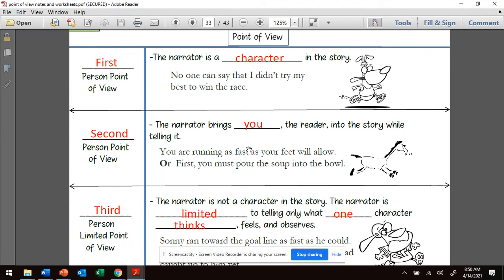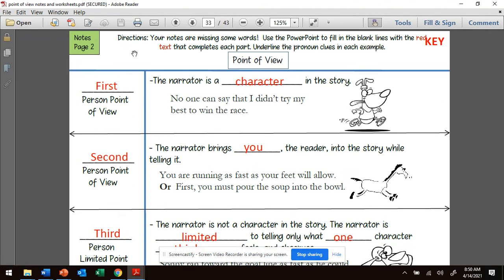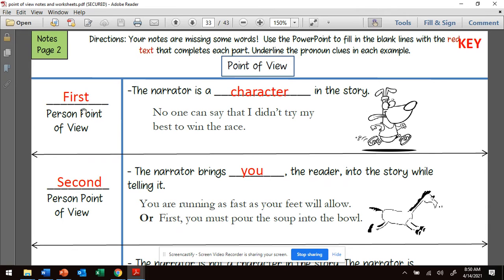All right, if we flip to the back of your paper where it says page 2, it is the same directions, okay? Your notes are missing some words, and you're going to use the answers in red to fill in the blank as you're listening on the different points of view, okay? So let's start with the first person.